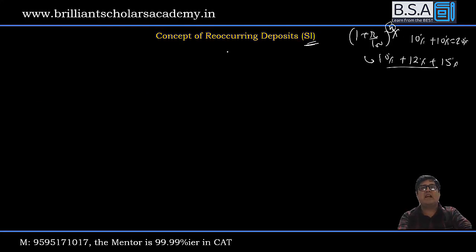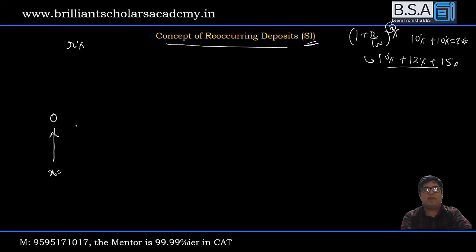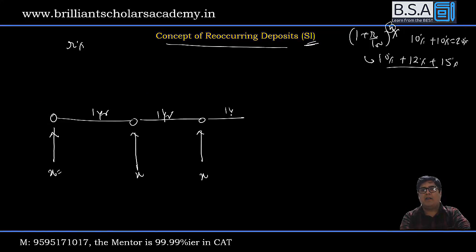So how does a recurring deposit look like? Let us say the rate of interest is r percentage. Somebody makes a deposit of x rupees in the bank. We wait for 1 complete year. Another deposit is made. We wait for another year. A deposit is made. And after 1 year, we take away the amount. So what will the formula look like?